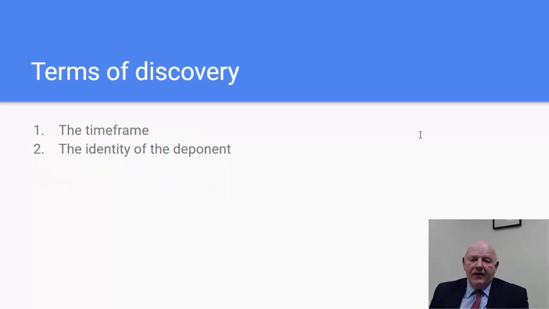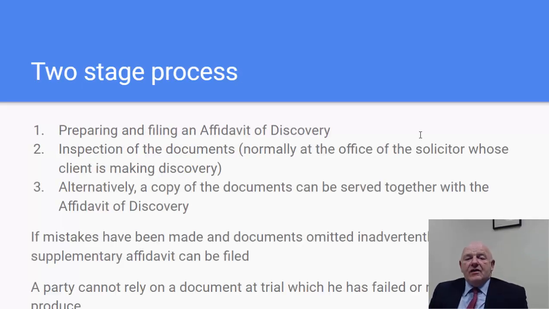The terms of discovery then should set out A, the time frame for discovery, and B, the identity of the deponent. The deponent is the person who's going to swear the affidavit of discovery. As I say, it's a two-stage process. Firstly, you're preparing and filing an affidavit of discovery. Secondly, there's an inspection of the actual documents. This could be at the office of the solicitor whose client is making discovery, or alternatively, the copy documents could be sent on with the affidavit of discovery.